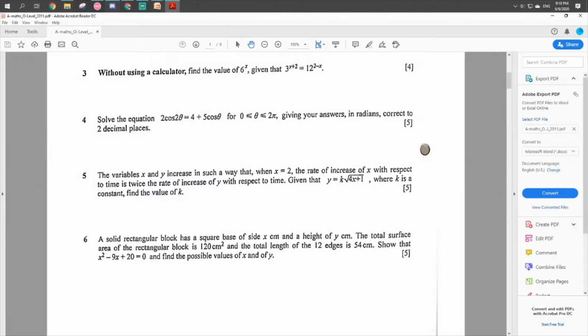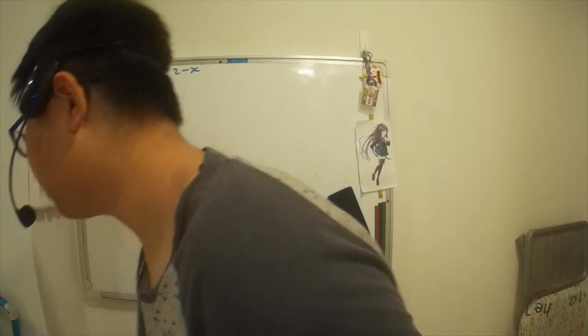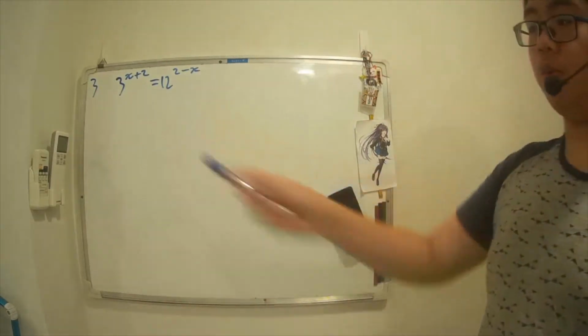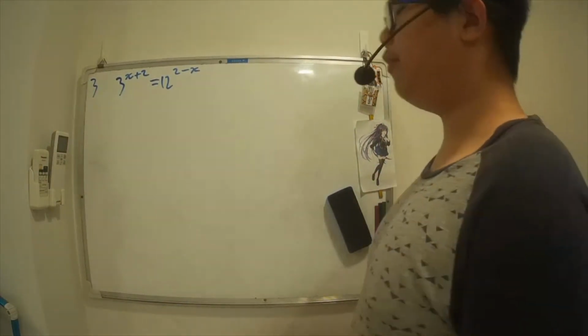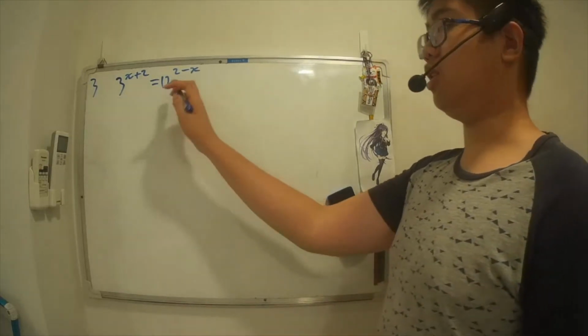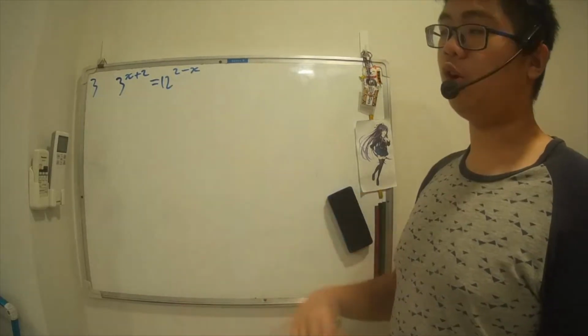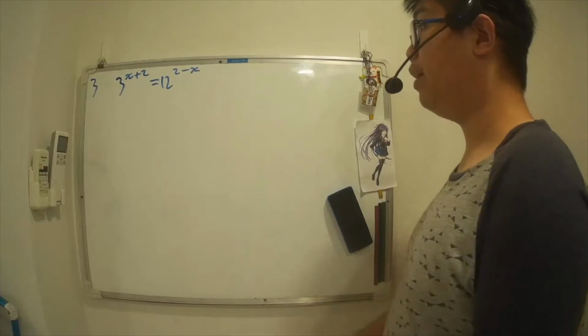Question 3. Without using a calculator, find the value of 6 to the power of x, given that 3 to the power of x plus 2 is equal to 12 to the power of 2 minus x. So we have this, we want 6 to the power of x. Okay? So first thing we want to do is see if I can get this in terms of 3, right? So that we kind of have common terms, and then we'll see what we can do from there.